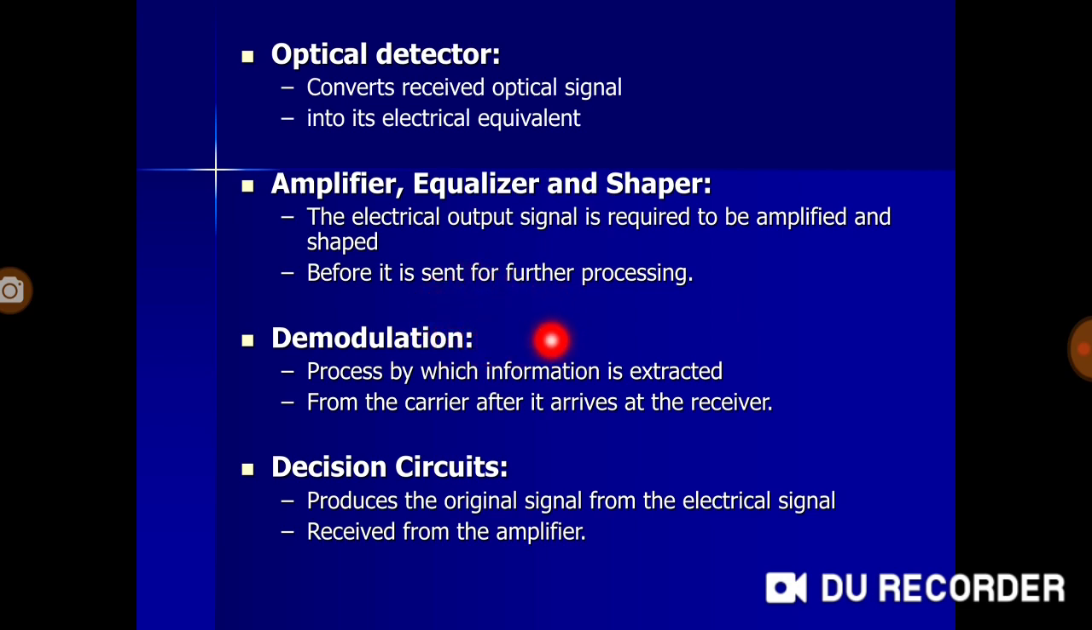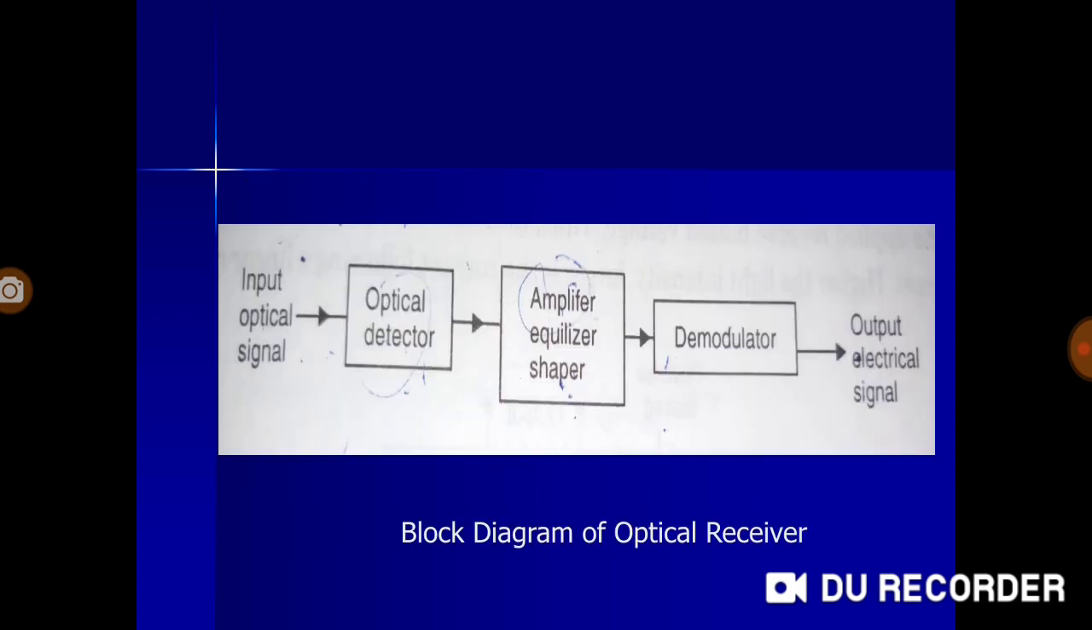Before it is sent for further processing, that is the demodulation portion, it has to be amplified and reshaped or reconstructed. Overall, not exactly reconstruction, because demodulation is the part of reconstruction, but before being applied to the demodulator, it has to be amplified and shaped in proper form so that the demodulator also can detect the signal properly.